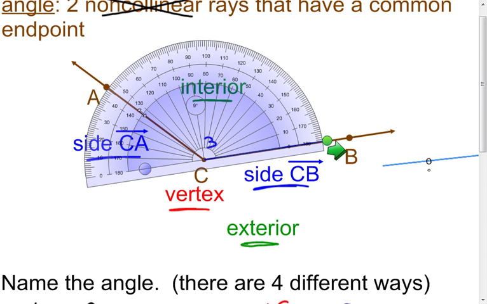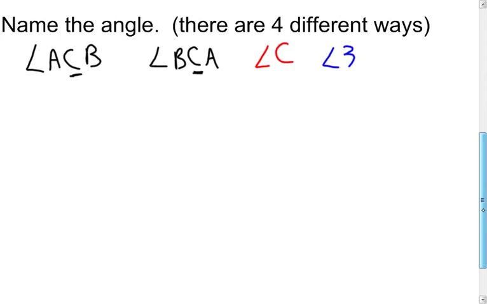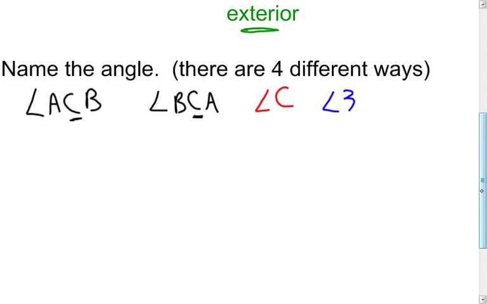And I'm noticing that the measure of my angle is approximately 134 degrees, maybe 135, somewhere between 134 and 135 degrees. So when I come down here, to show this, I'm going to say the measure of angle, and I could use any one of my angle ways to name it, angle ACB equals 134 degrees.